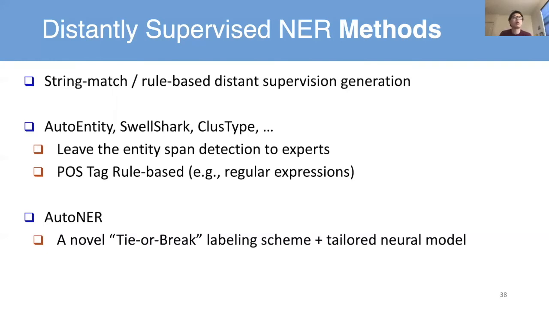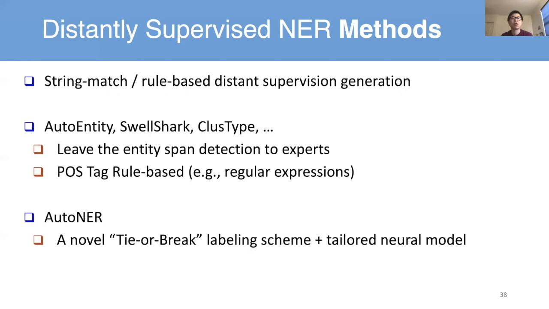The second thread will be AutoEntity, SwellShark, and ClusType. They all leave the entity span detection to experts. Remember that in NER, there are 2 tasks: where are the entities and what types are these entities? So they leave the first task to the human expert and only build a model for the type recognition. All these methods will ask the human expert to design some POS tag-based rules, maybe some regular expressions, to recognize all these entity spans. So they will only work on the second problem about the entity types.